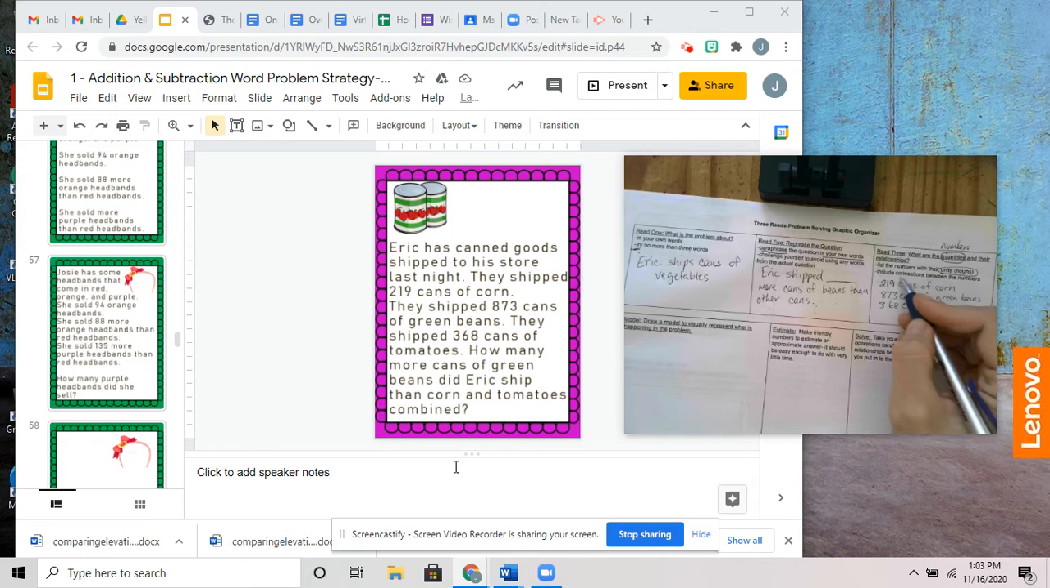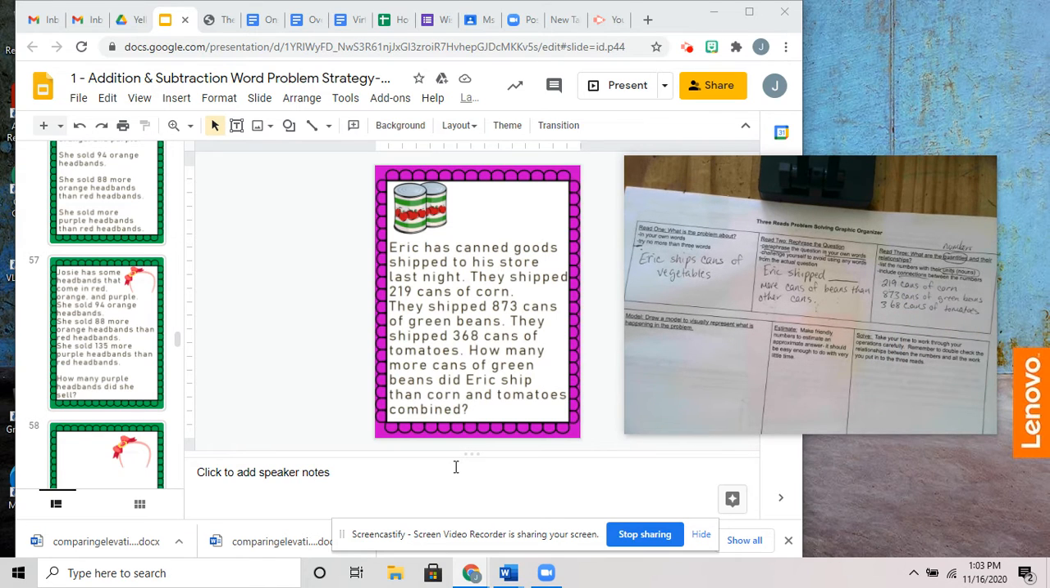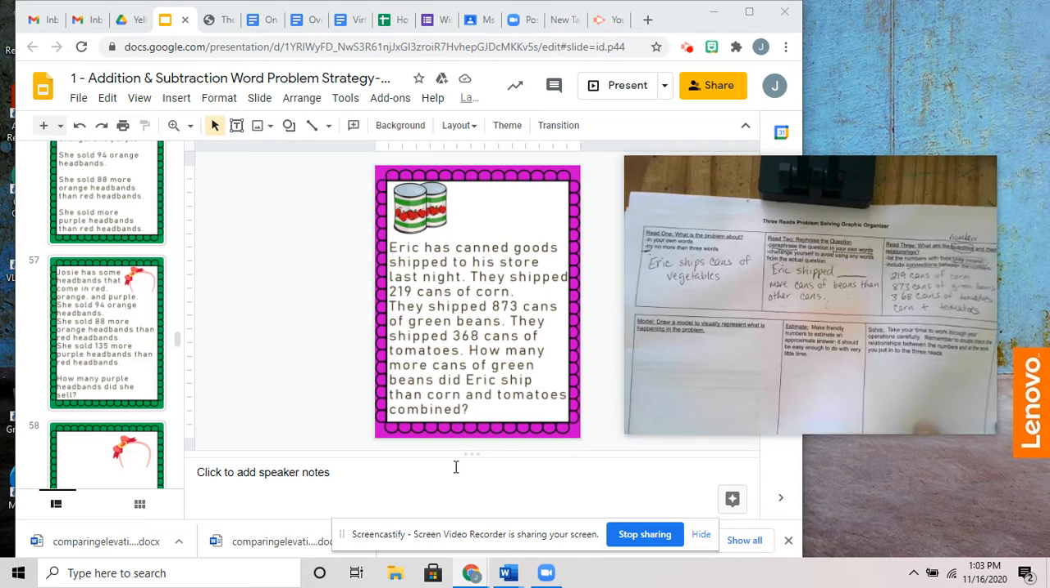All right, so I also want to think about connections between the numbers. So it says in my question that we're going to combine corn and tomatoes. So corn and tomatoes. So I want to make sure I make a note that that's a relationship there. Those two things are going to be combined.